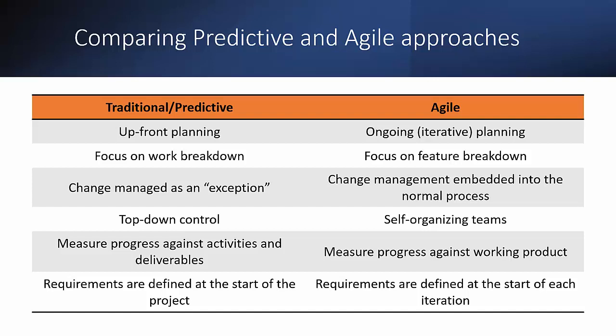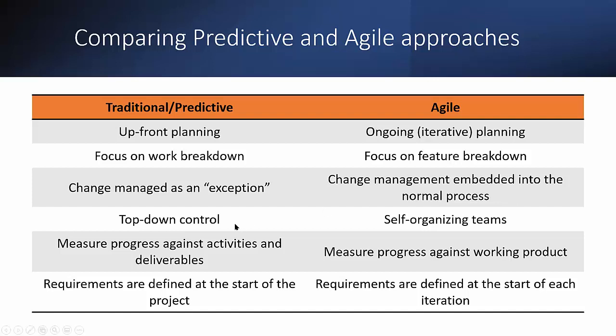Change in a predictive approach is managed as an exception, meaning we have a change management process which helps us to manage change, while in an agile approach, change is embedded into the normal iterative process. At every iteration, we are reevaluating the priorities and readjusting the activities that we need to perform according to the priorities. And this is part of the normal process. Thereby, if there is a change, it is absorbed by this normal iteration.